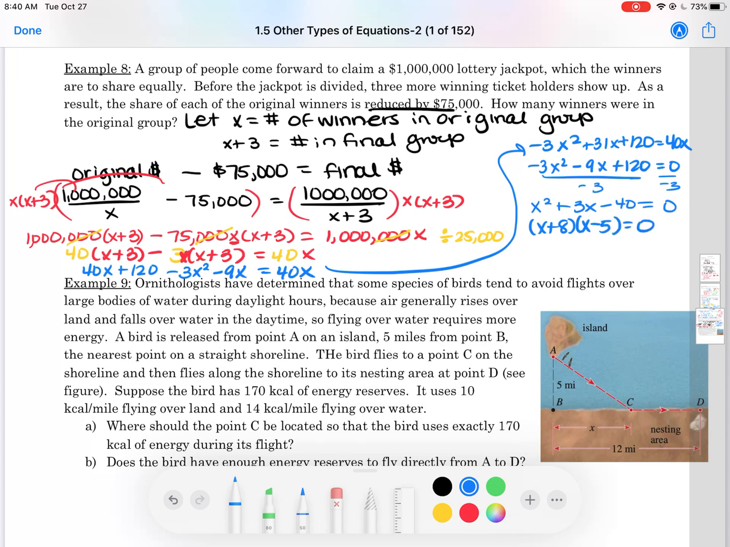Using the zero product property, I'll get x plus 8 equals 0, or x equals negative 8, which doesn't make a lot of sense for a number of people. Or x minus 5 equals 0, and we get x equals positive 5. Again, the positive makes more sense here, so there were originally 5 people, and that was the question: how many were there originally?